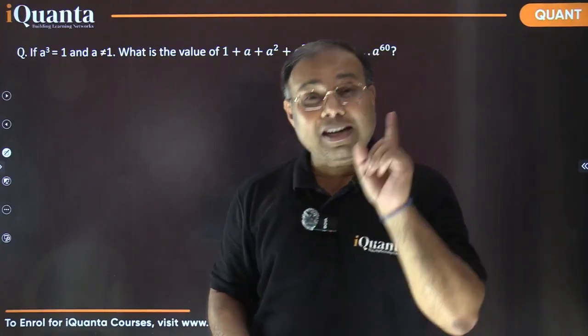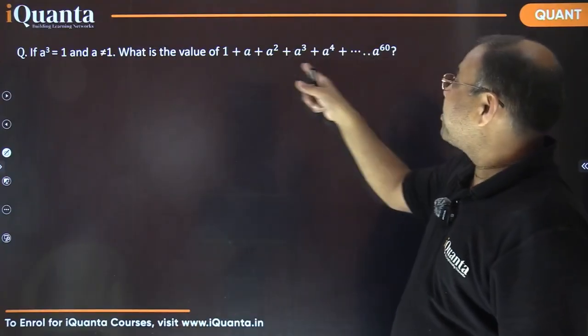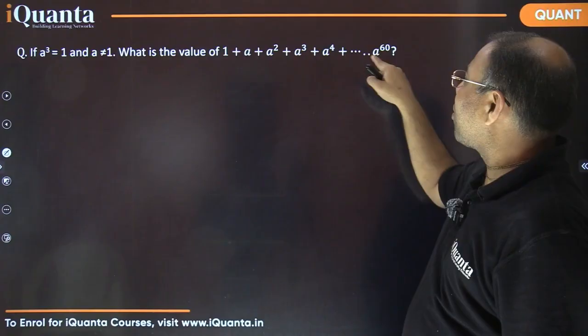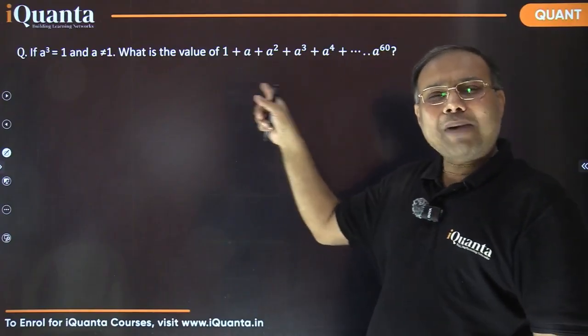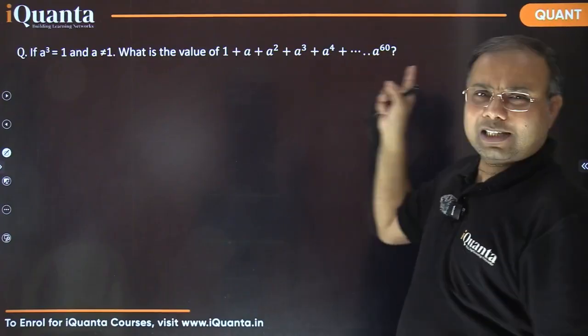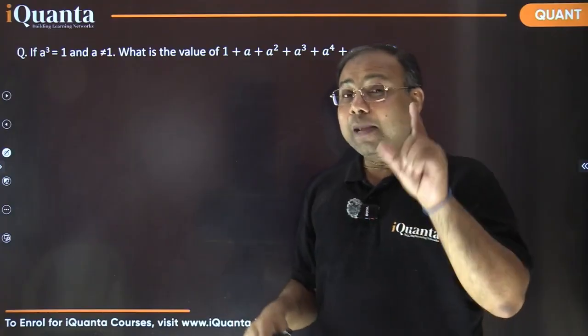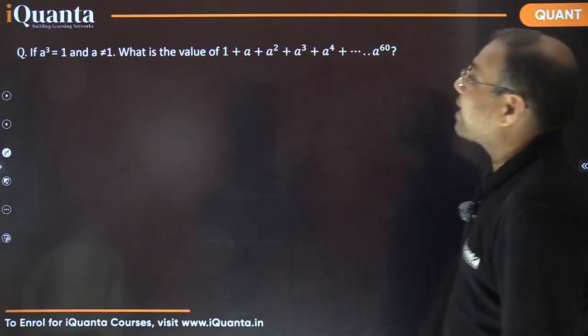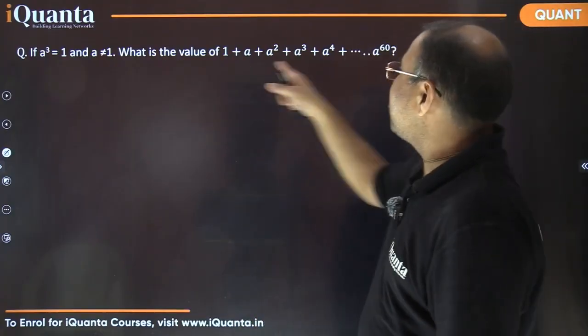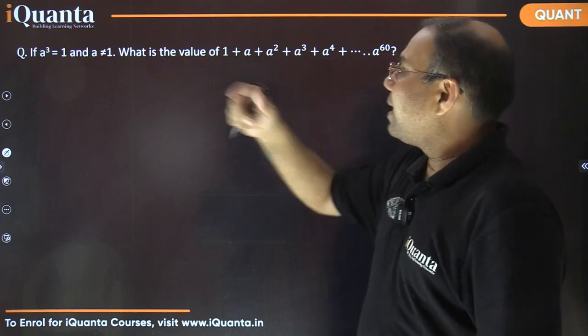So always understand that when it is mentioned in a pattern like that and there are some dots here, it means this pattern continues till the last term, right? That is a very small thing, but it is an important thing. Okay, so let's come back. We are supposed to find the value of this expression here, and this is the given part.